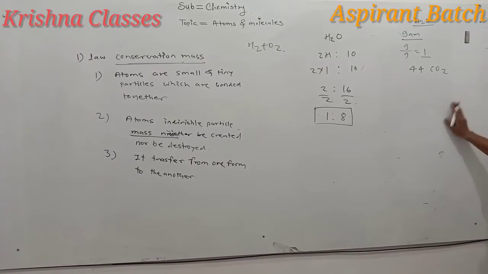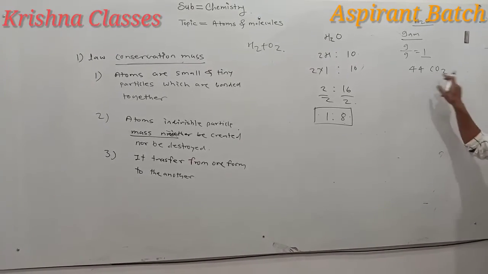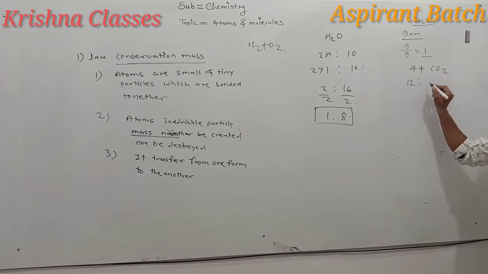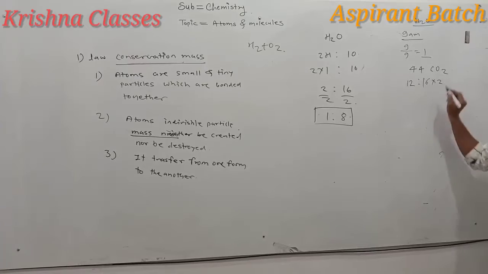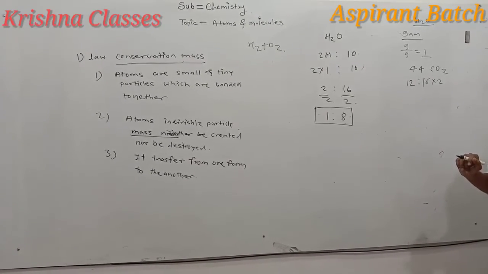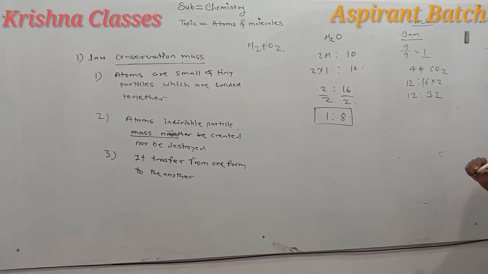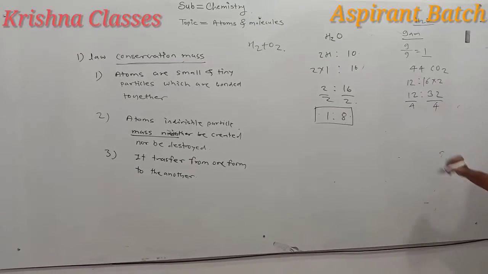Then we know that first of all you have to calculate the ratio of mass between carbon and oxygen. What is the atomic mass of carbon here? 12. So 12 is to 16 into 2, because there are 2 oxygens present here. Then 12 is to 32. After simplification, we get the ratio 3 is to 8.